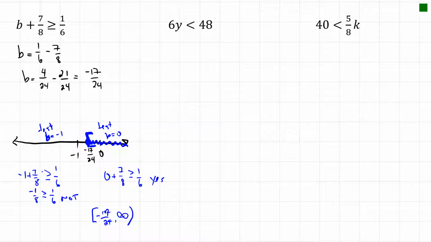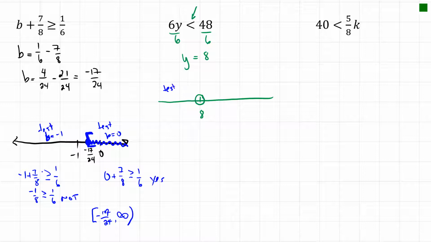Doing the next question, we're going to make it an equal sign and divide by 6 on both sides. So y equals 48 divided by 6 is 8. That means I'm going to put 8 on a number line. And it does not include 8 because I've got a hollow dot. It doesn't include an equal sign, and I'm just going to test a point on either side.